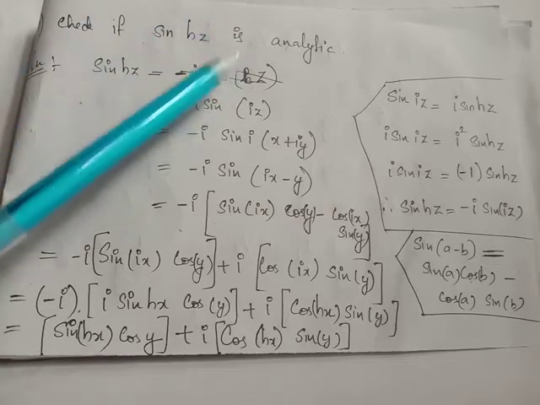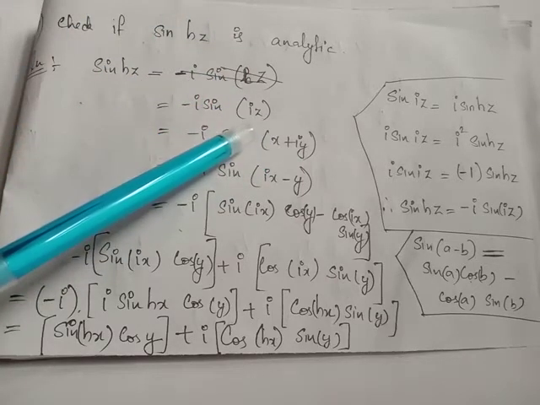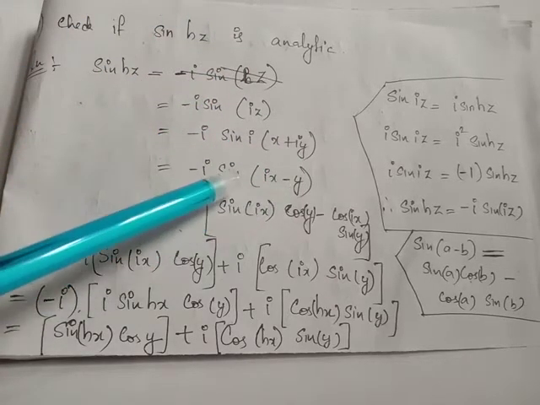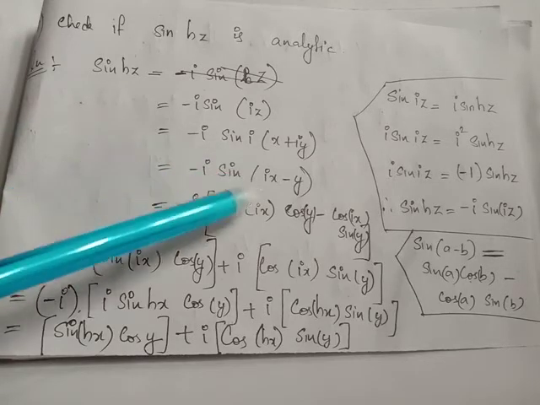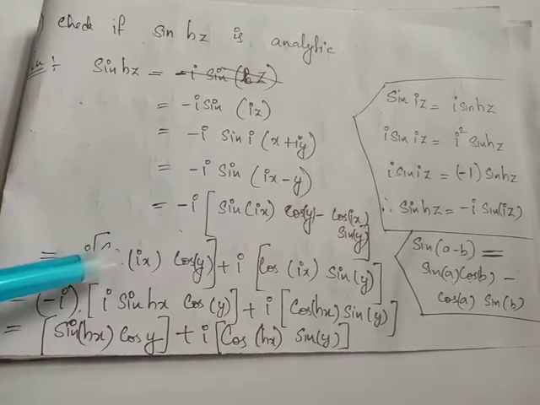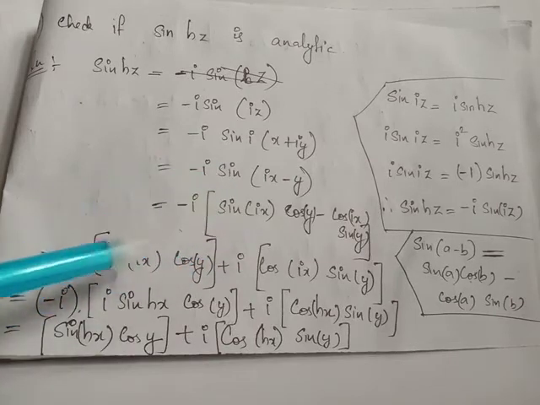Now we replace z by x plus iy and we multiply i inside the parenthesis. We can expand sin(ix minus y) using the equation of sin(a minus b) equals sin a cos b minus cos a sin b. We obtain this step and after that we multiply minus i to each term separately.